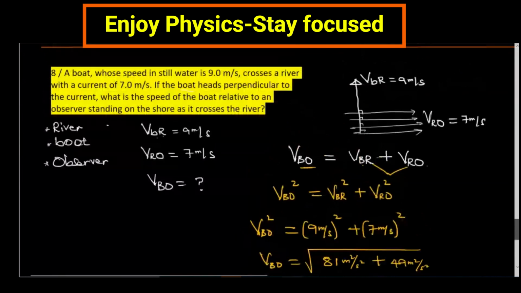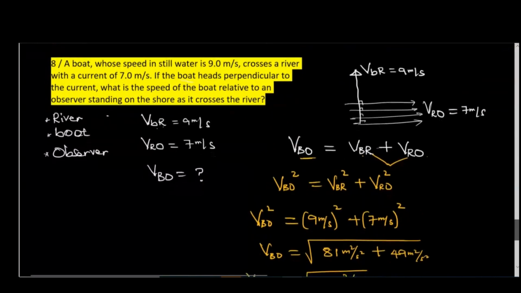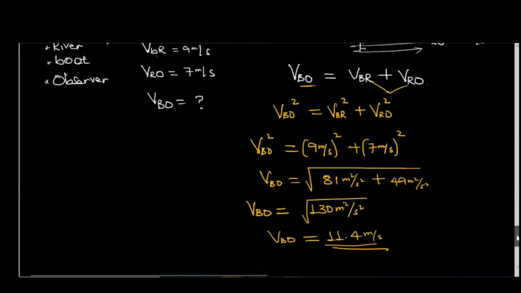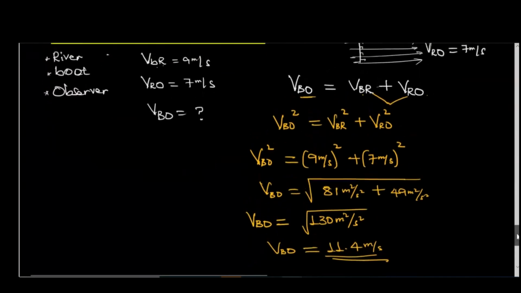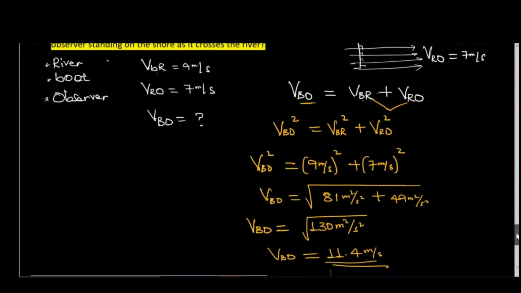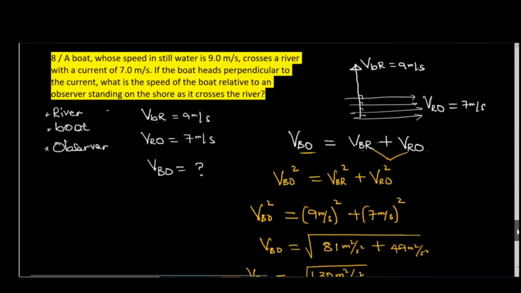Remember, the velocity of the boat was 9 meters per second. That's relative to the river. But the velocity of the boat relative to the observer is about 11 meters per second. So we have to be careful when we do relative motion problems, set up the problem very carefully, and read in detail.